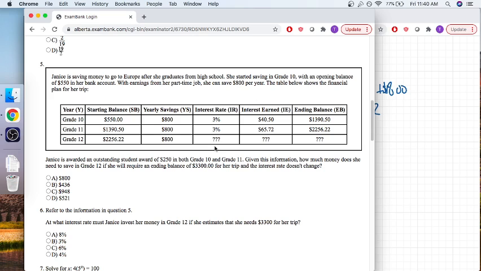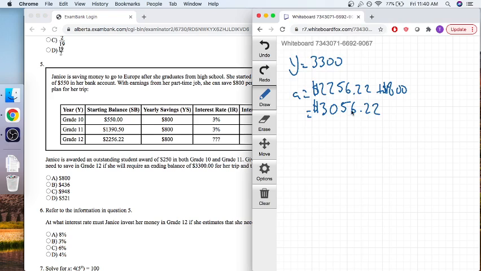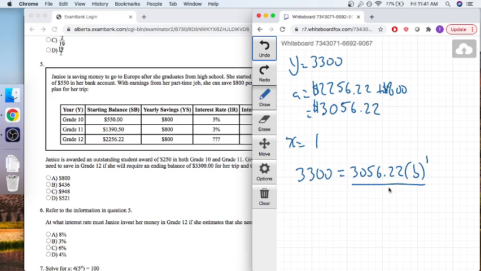And what we're trying to figure out is the interest rate in order for her to make this. Okay, so our x is going to be equal to 1 because it's just going to be 1 year. So we'll sub in our variables, so it'll be 3,300 equals 3,056.22, we'll have our b in here, and then we'll have our 1 here. Okay, so we basically just divide by 3,056.22. 3,300 divided by 3,056.22 equals 1.0797 equals B.